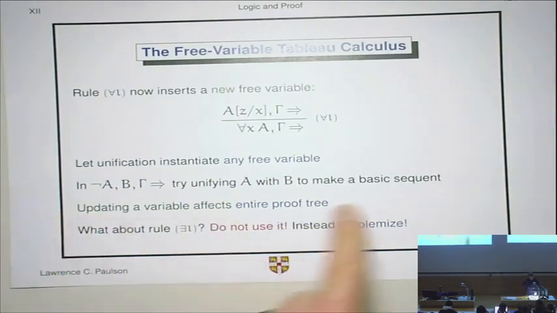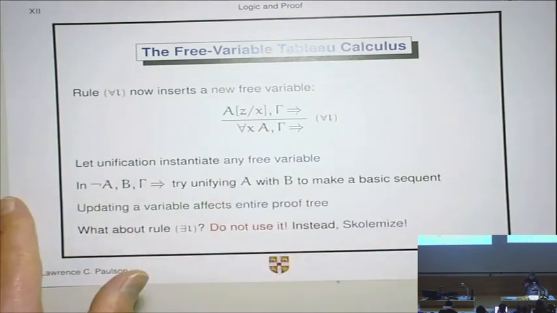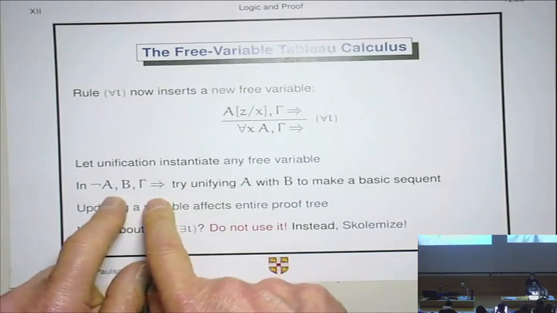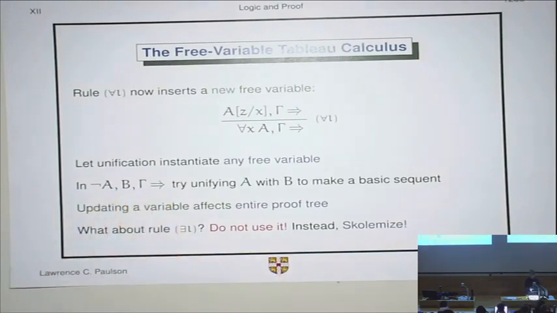Now, an important thing, I will demonstrate it in a moment. When you do this unification, you need to remember this will update the values of variables, and you need to propagate that throughout the rest of the proof so that your variables are being used consistently.